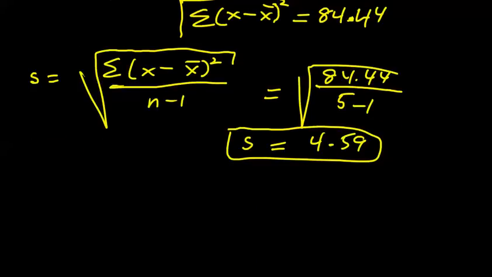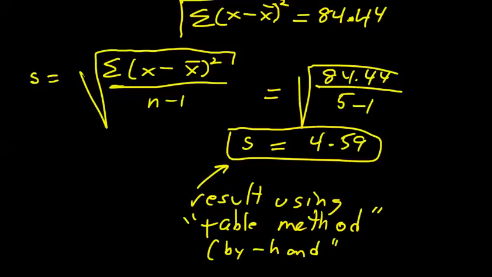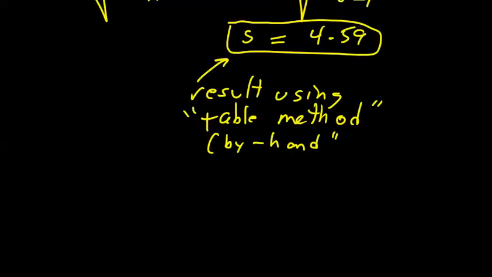Okay? Let me put a box around this, and I have successfully computed my sample standard deviation from the above data. All right, this is my result using the table method, which I've described above, and I sometimes refer to this as the by hand method. Right? Of course, this is very tedious, even for a sample size 5 data set.